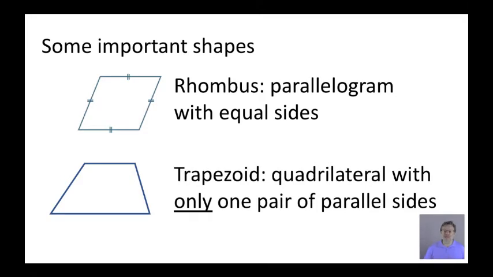Lastly, we have a trapezoid. A trapezoid is a quadrilateral that has 1 pair of parallel sides and 1 pair of sides that are not parallel.